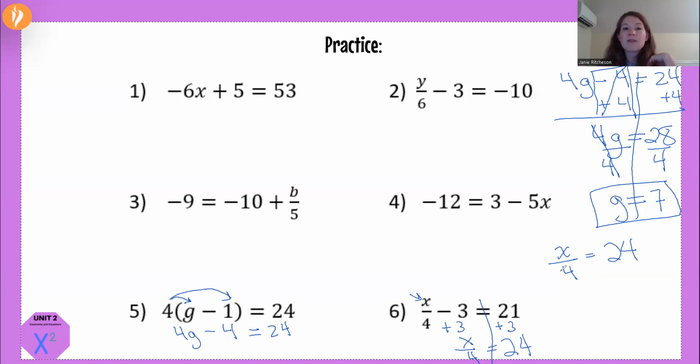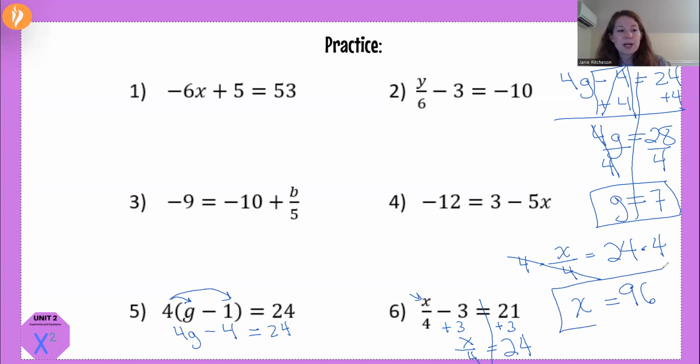What is the opposite of dividing by 4? The answer is we're going to multiply by 4. We're doing the opposite. So what is 24 times 4? I think it's 96. Yeah, I'm pretty sure that's right. So x is equal to 96.